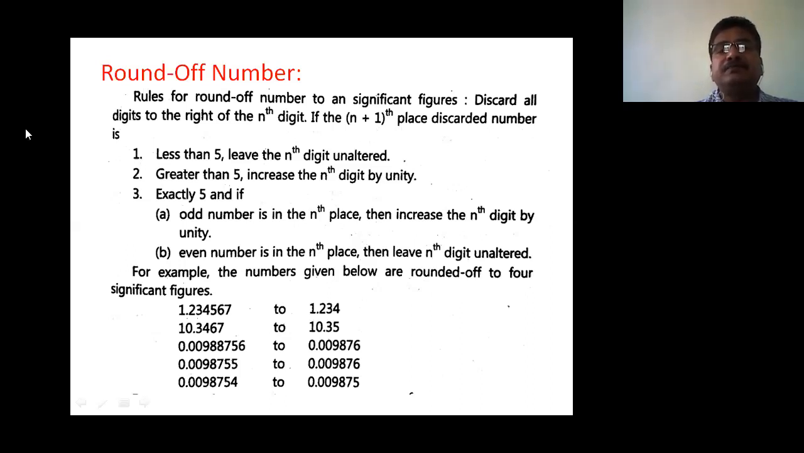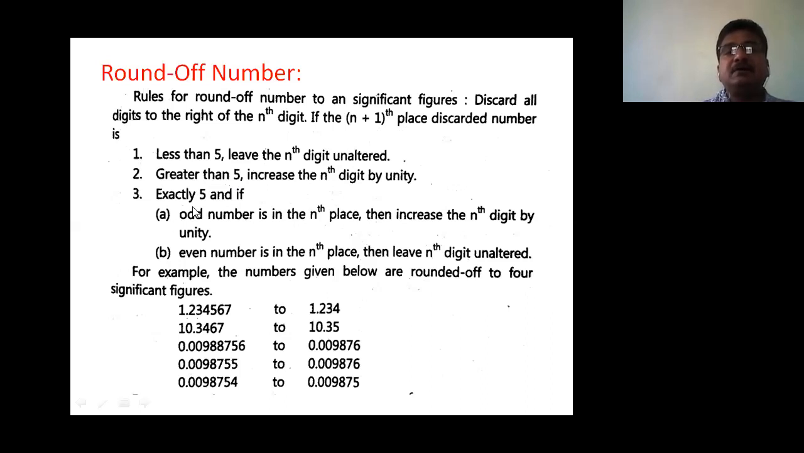If it is less than 5, then leave the nth digit unaltered. That is, leave the nth digit as it is. That is, if the n plus 1th digit is less than 5, then remain nth digit as it is. If the discard digit, that is the n plus 1th place digit, is greater than 5, then increase the nth digit by unity. By unity means by 1. That is, if there is 4 at the nth place, then write 5. If there is 3, then write 4. That is, increase the nth digit by 1.